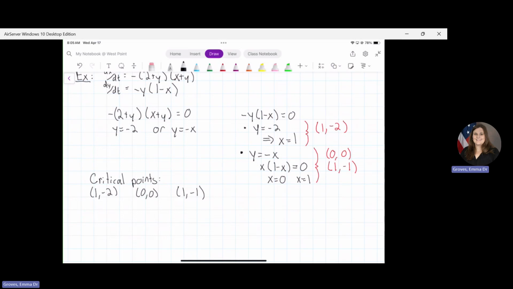So we decided (1, -2) was a center. We decided (0, 0) was asymptotically stable and a node. I guess (1, -2) being a center also makes that stable. And then this is a saddle and it is unstable.